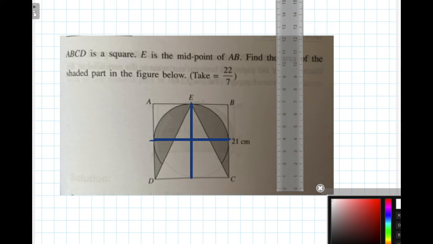Here, 21 divided by 2, right? 21 by 2 will give you a value of 10.5 centimeter. Over here is also 10.5 centimeter. Okay?